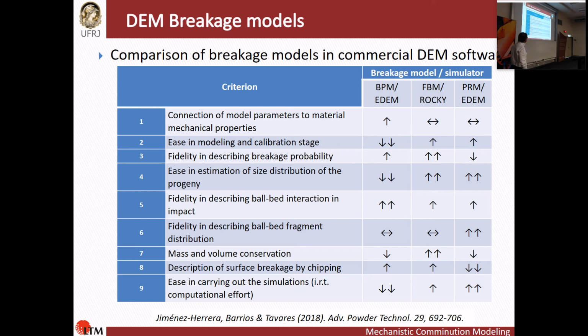So it's quite obvious that there is no one yet that was ready to suit the needs for our simulations for comminution. But we got fairly happy with the results from the fast breakage model in Rocky, but not completely happy with that.